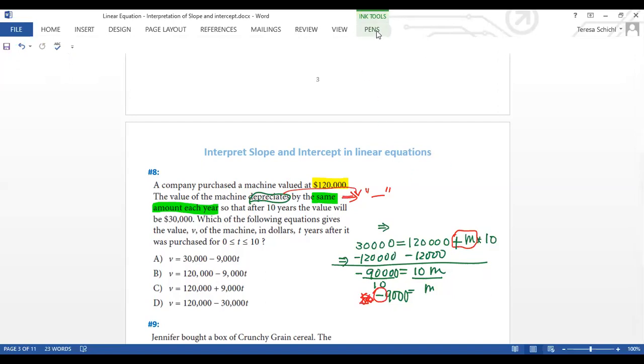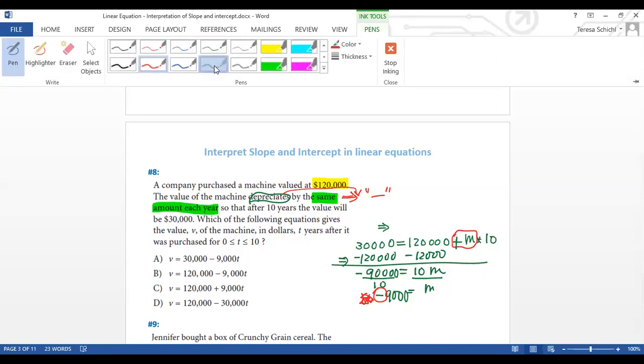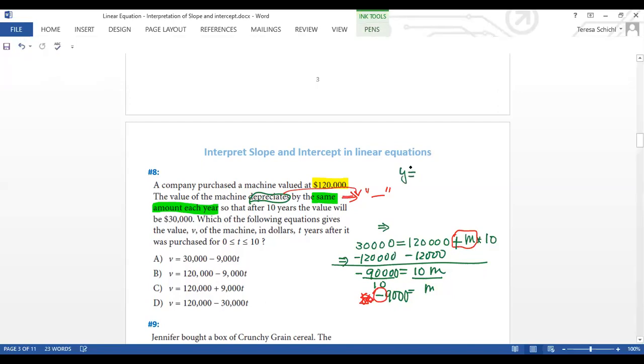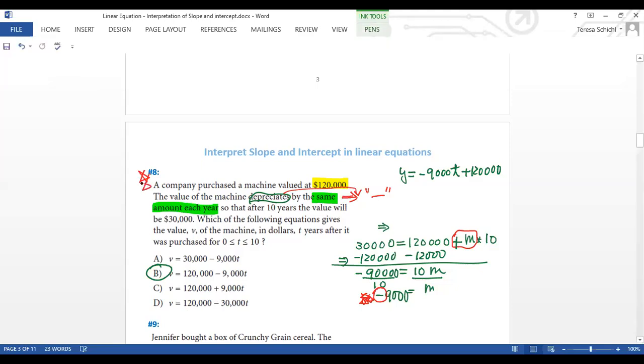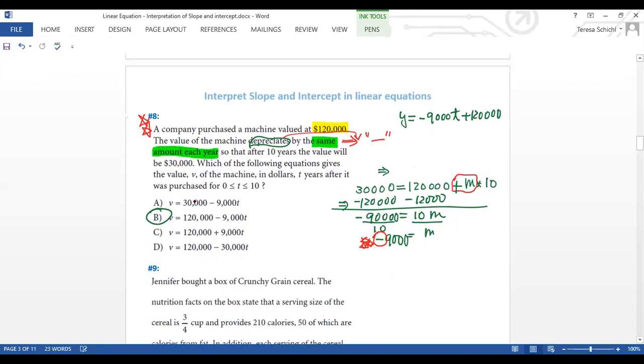Now let's try to write it in slope-intercept form. I know y is equal to negative 9,000t plus 1,220,000. So which one matches? See here, these ones try to trick you. They put the intercept in the front. That's fine. So what is the answer? Match this one, right? So it's B. This is a good problem, and this one is a little bit complicated, so you might want to review again.